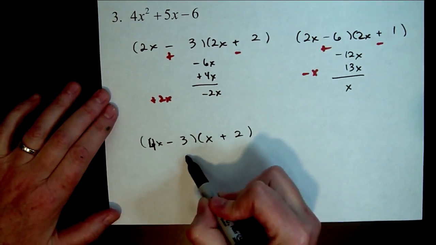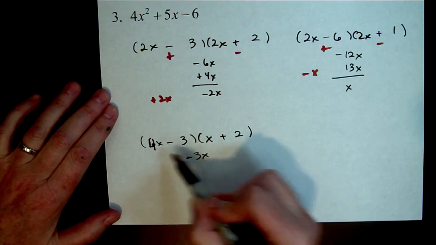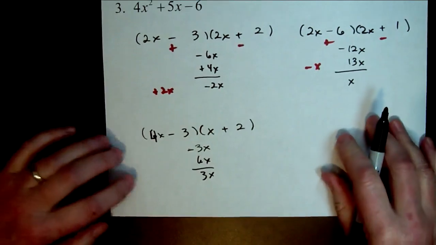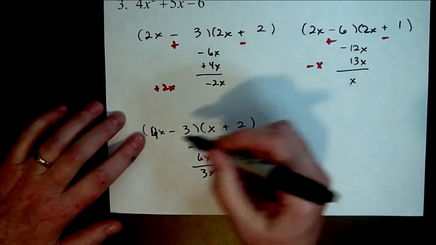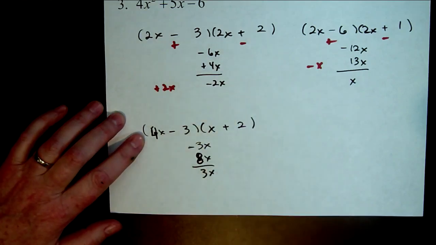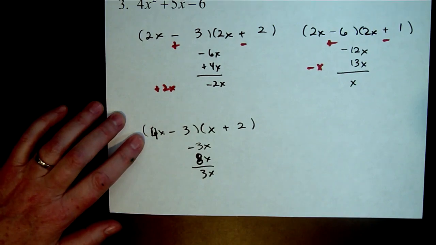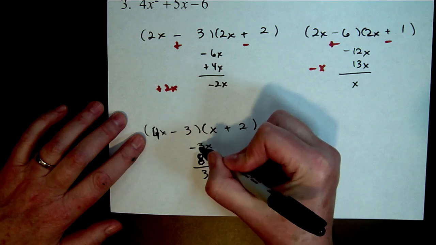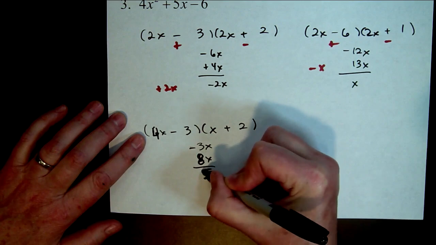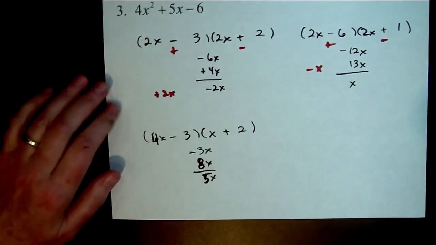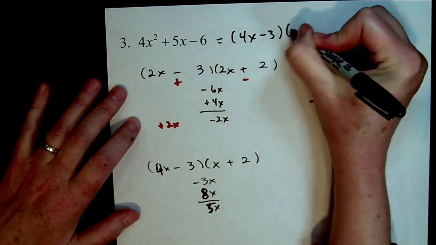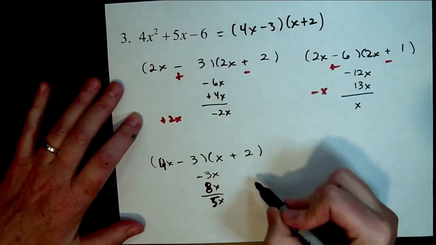My inner terms now are going to give me negative 3x. My outer terms are going to give me 6x. That combines to be 3x. All right, I'm going too fast here. My outer terms are going to multiply to give me 8x. So these are going to combine to give me 5x, and that actually is exactly what I want. So it looks to me right now like my answer is going to be 4x minus 3 times x plus 2. But let's go ahead and check it.